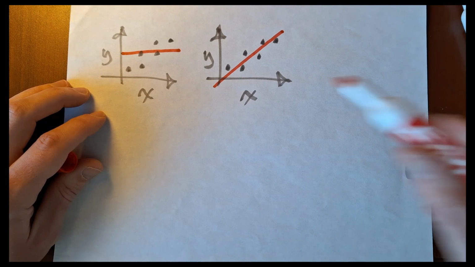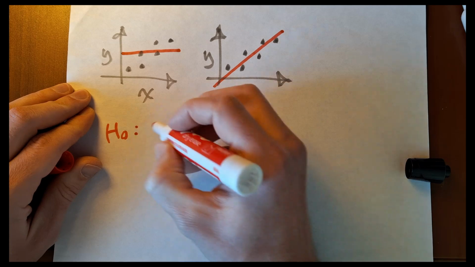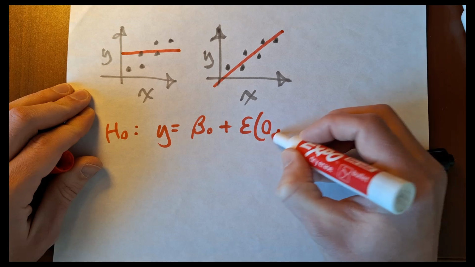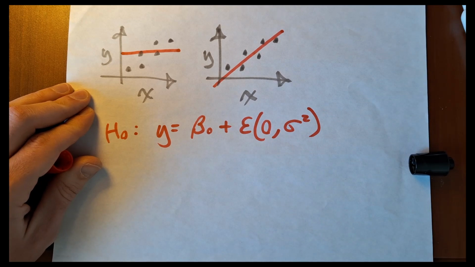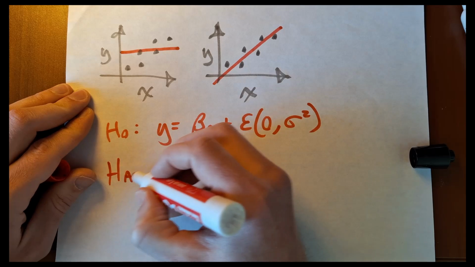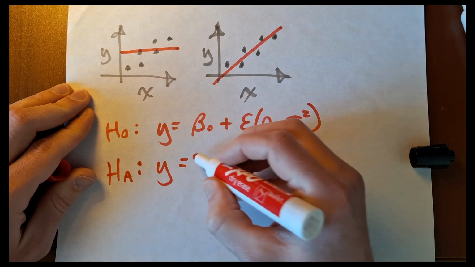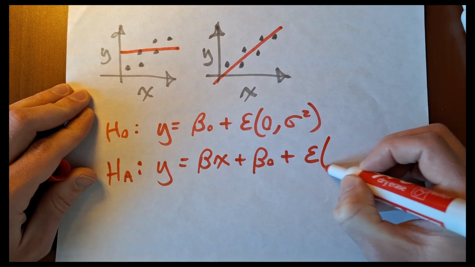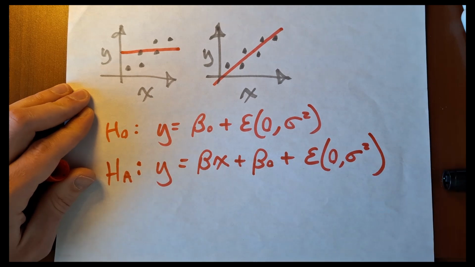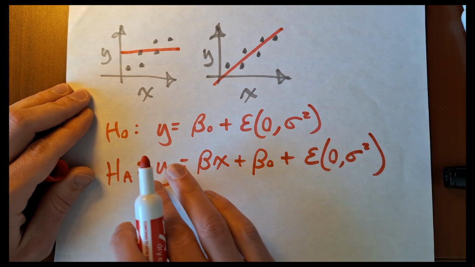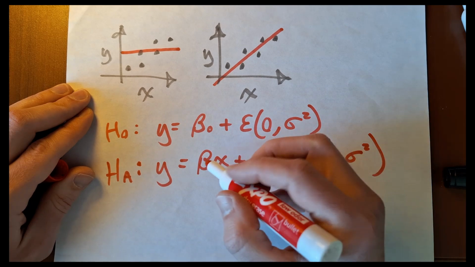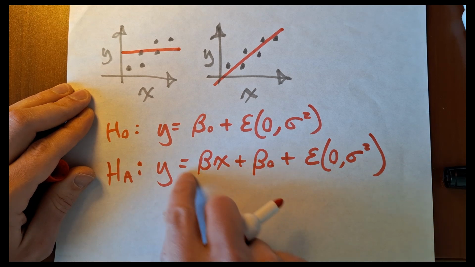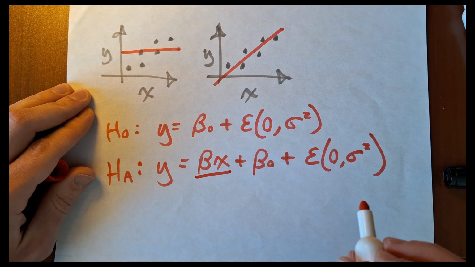We can write these two ideas out as our null hypothesis, where y is just some constant plus some random normal noise. Alternately, we've got y is a function of our x variable plus some noise. Now you can see these two equations are pretty closely related. If this term here goes to 0, they're equivalent. So we're really testing the idea that this term exists at all.